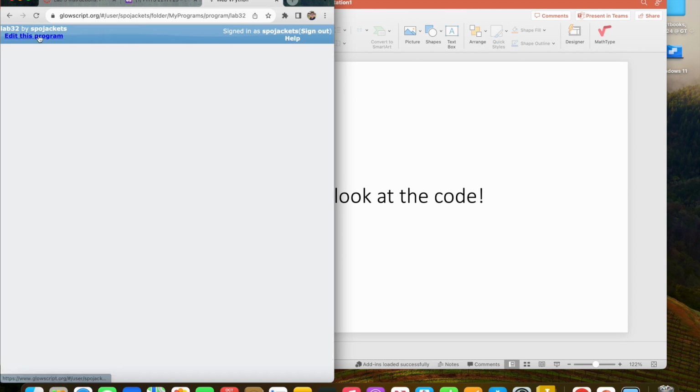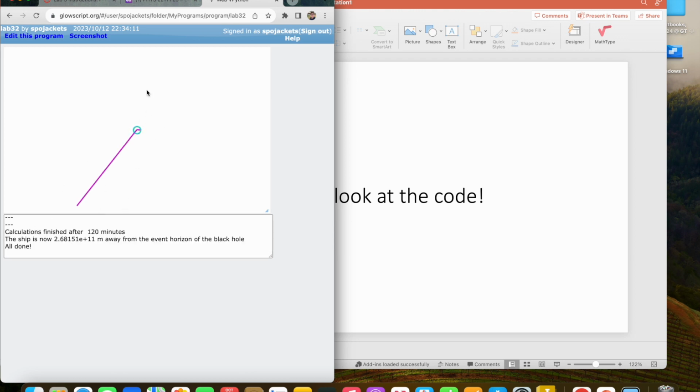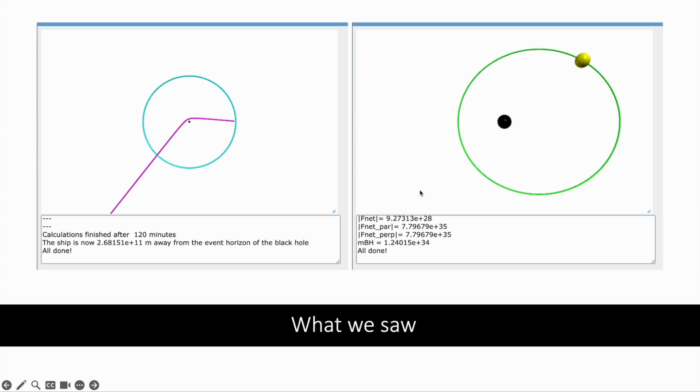Doing that, we can see that this trajectory is very much altered by this black hole. And you can see why I changed it to 8 here. It goes much faster. And there we go. We can see we definitely escaped the system, and we definitely were affected by that black hole. So now we may go back to the document here. And so this is what we saw. We saw an affected trajectory and a mass of 1.24 E34.